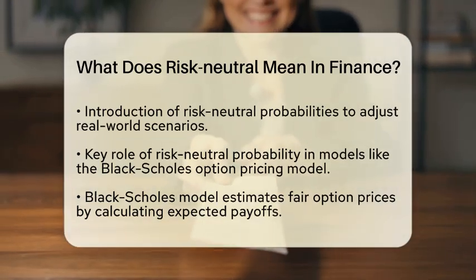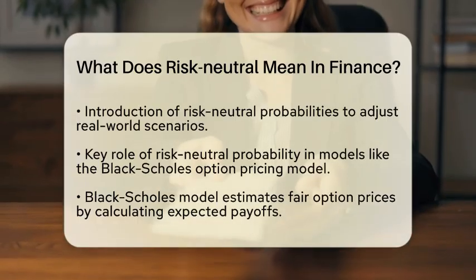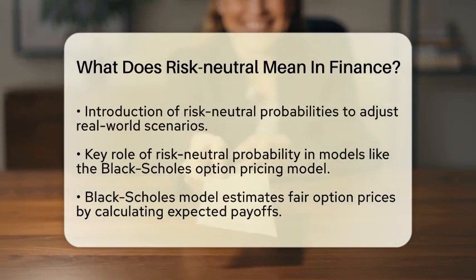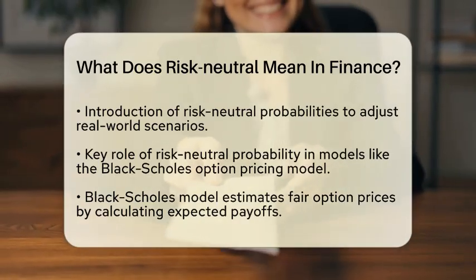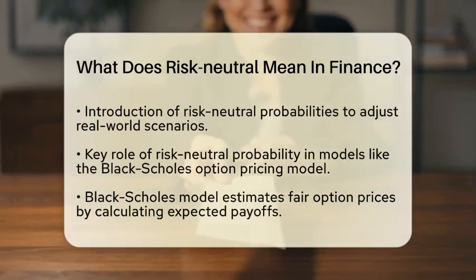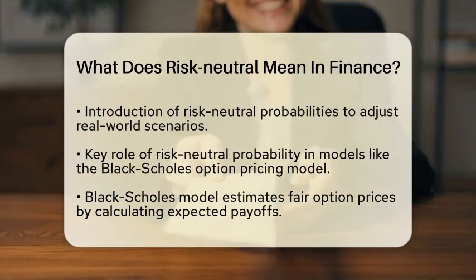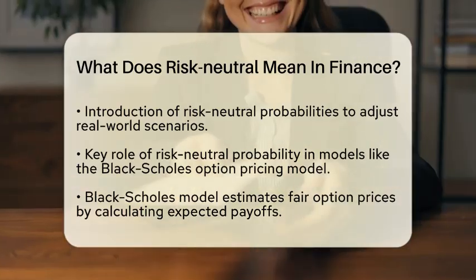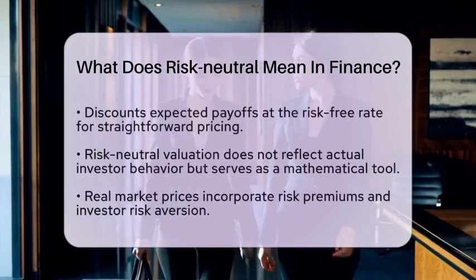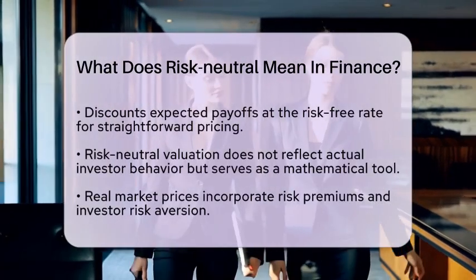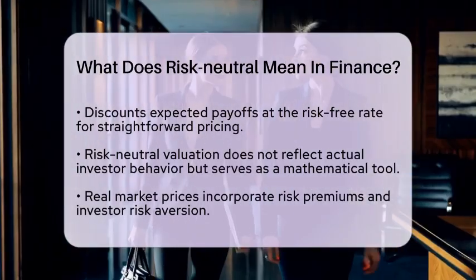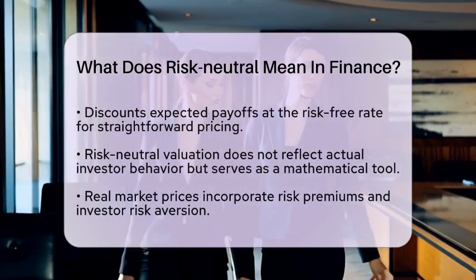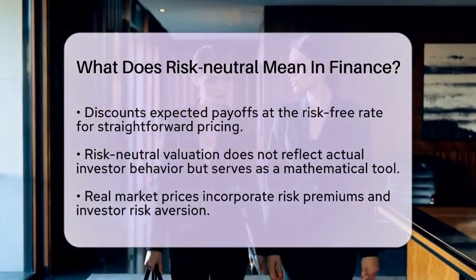In practical terms, risk-neutral probability is a key component in models such as the Black-Scholes option pricing model. This model helps determine the fair price of an option by estimating the expected payoff. It does this under these adjusted probabilities and discounts it at the risk-free rate. By using this method, we can avoid the complications that come from accounting for risk premiums and individual investor behavior. This makes pricing options more straightforward and consistent.